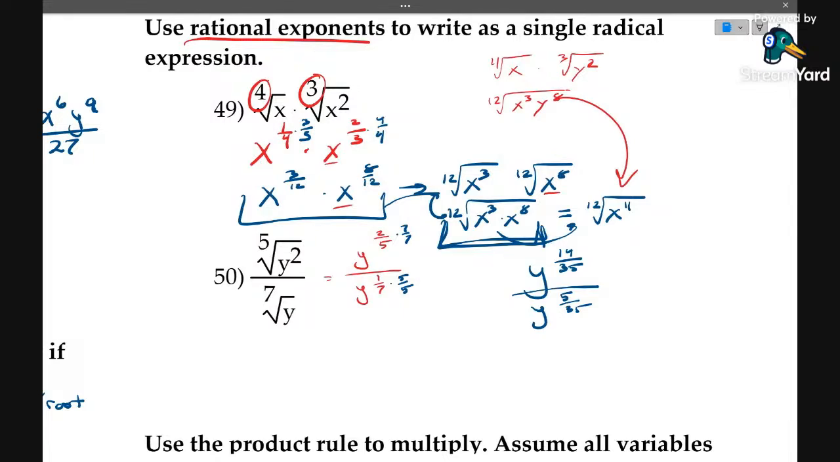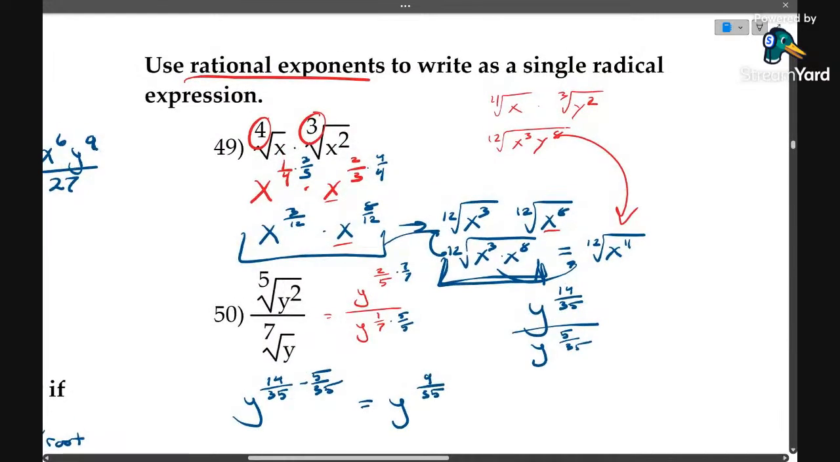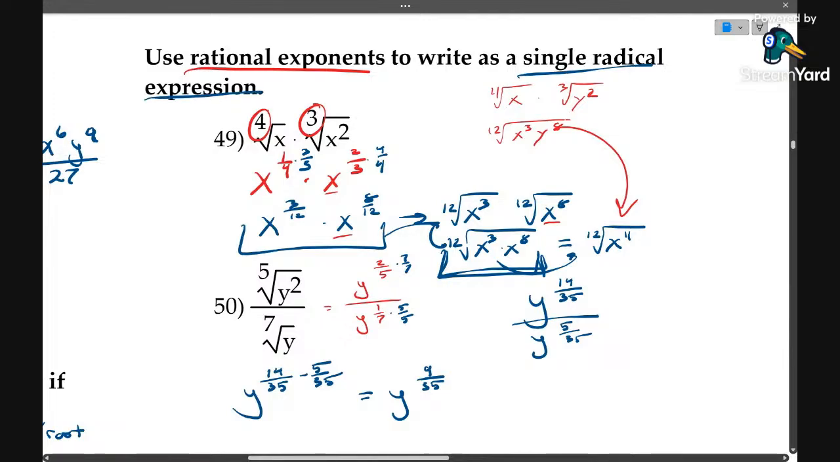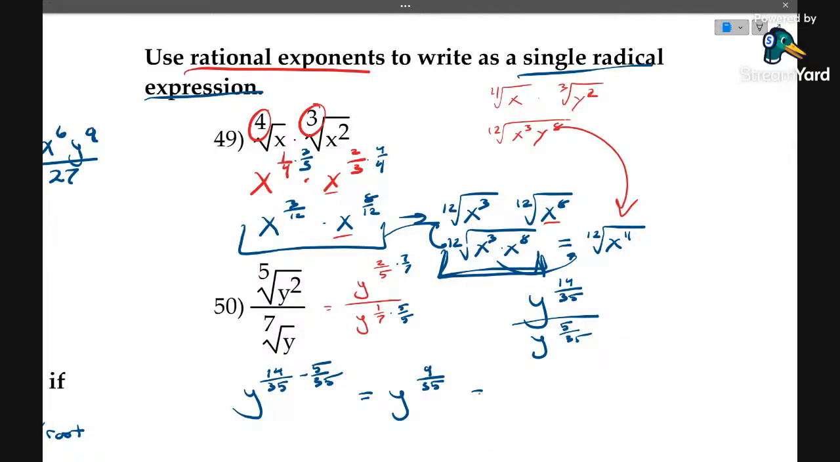Let's do this one slightly different than the first one. Let's go ahead and do the subtraction since we have the same exponent. So we can write it as 14/35 minus 5/35. Again, same base, we're dividing, so we subtract the exponents. That gives us y to the 9/35. And we want to write it as a single radical expression. So we're going to go ahead and write that as the 35th root of y to the 9th power.